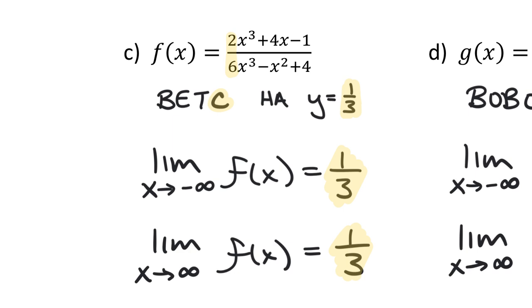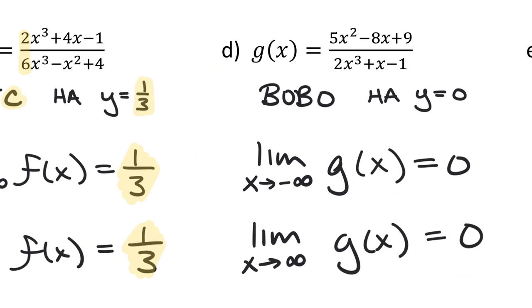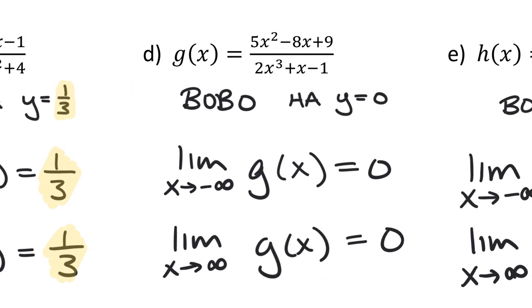Same thing goes for the middle one. We compare the exponents. Where is the exponent bigger? On the bottom, so it's Bobo. Bigger on bottom means that this graph has a horizontal asymptote that is 0. The last O in Bobo is actually a 0. So this number here is here. We don't have to look at the coefficients because it's Bobo. The bottom dominates the top.